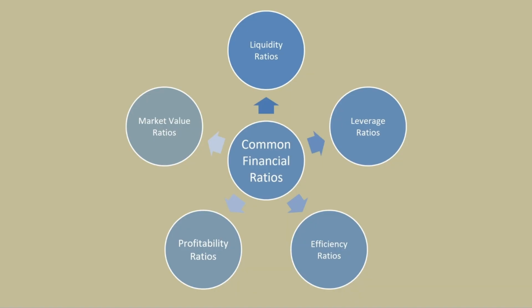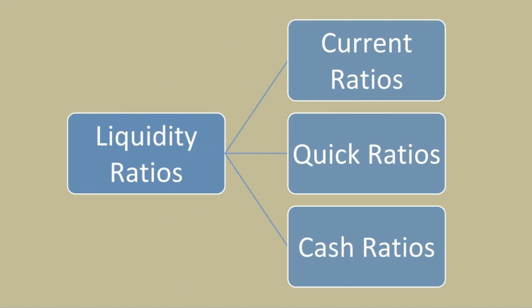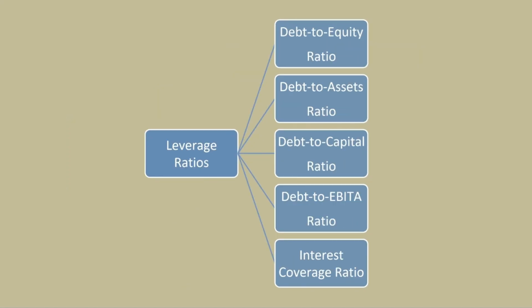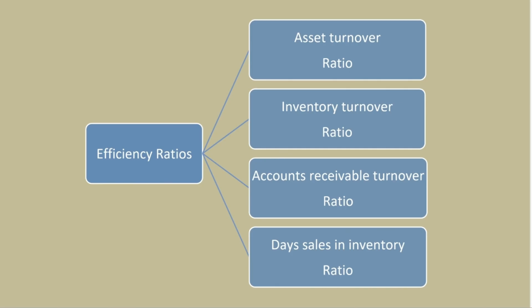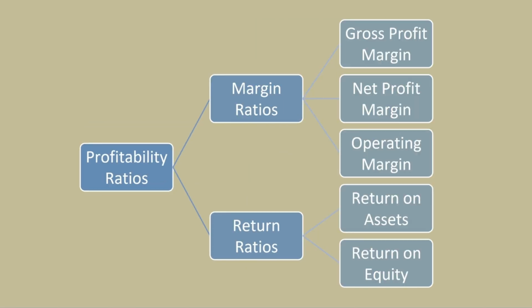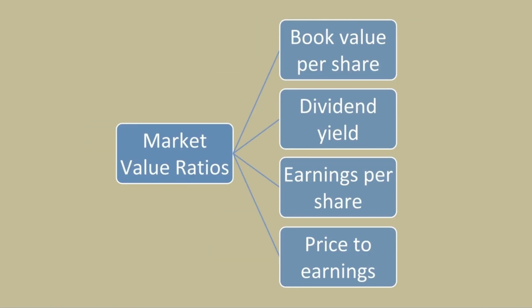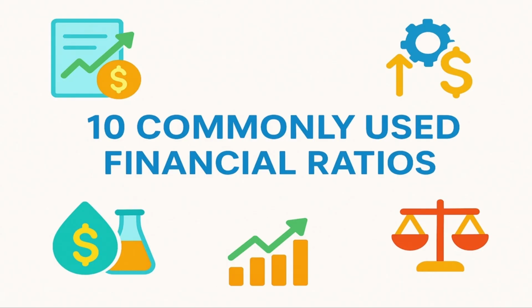We also discussed briefly the 5 key financial metrics: liquidity ratios, leverage ratios, efficiency ratios, profitability ratios, and market value ratios. In this video, we will pick the 10 most commonly used financial ratios and discuss what they are and what they indicate. It will help you understand more about financial statement analysis.